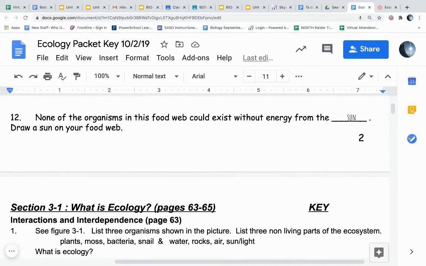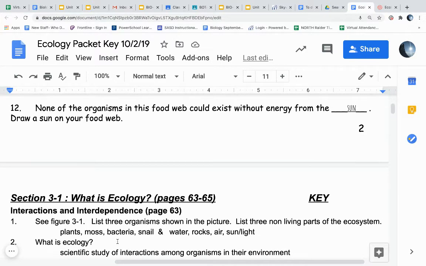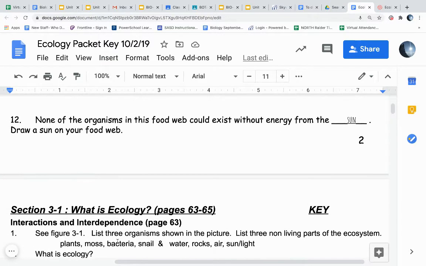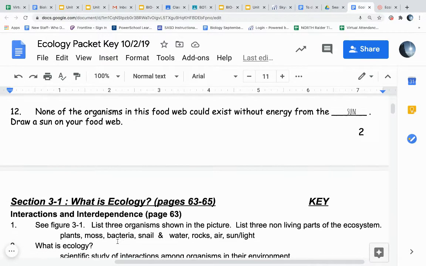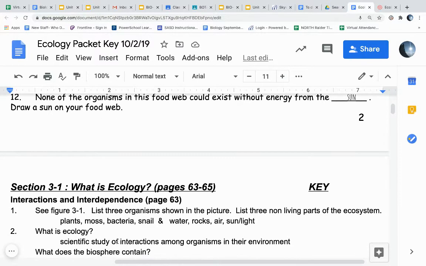Number 2, what is ecology? So this goes back to those notes that we took from ecology, so this should be familiar to you, as well as much of the stuff we talk about in section 3.2. What is ecology? It is the scientific study of interactions among organisms in their environment. So it not only includes interactions between the living organisms, but interactions between the organisms and the abiotic factors in their environment when we start to talk about that ecosystem level.